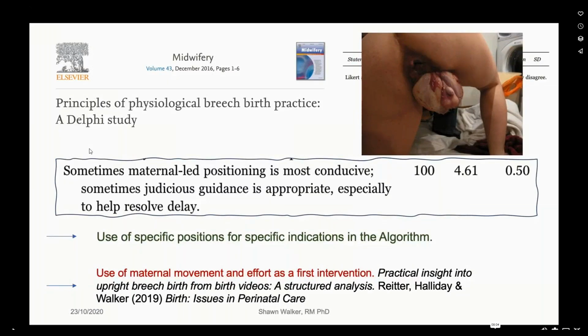So this is what you will find in the algorithm. This is the principle that Shawn Walker described, that a change of the maternal position itself can solve the problem of delay in delivery. Simply by changing the mother's position, delivery can become faster. So this is one of the interventions: use of maternal movement and effort as a first intervention. This is what she also suggests.